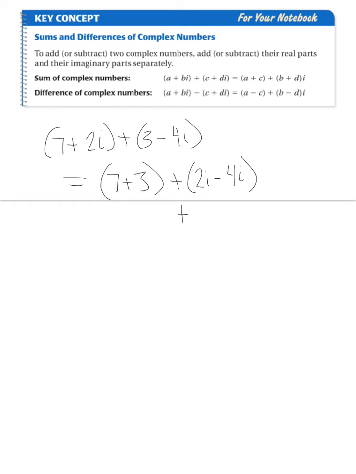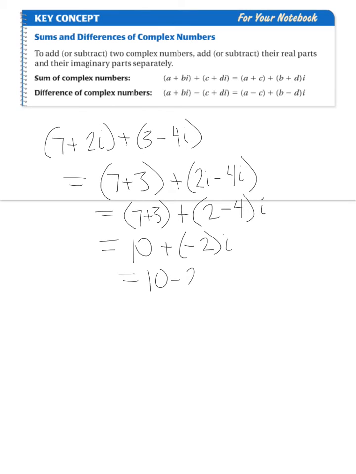And technically this would be 2 minus 4i, just to be precise. So now I would get 10 plus negative 2i, which is 10 minus 2i. And now I'm in standard form.